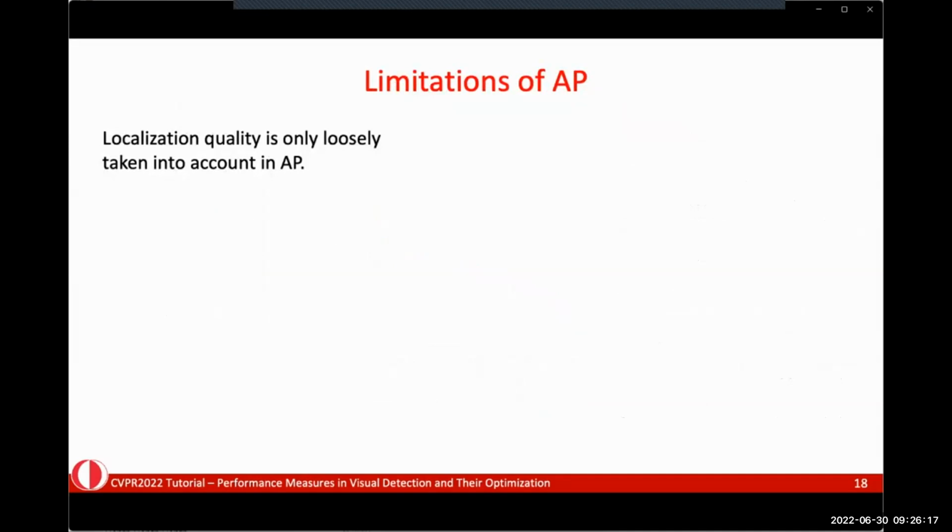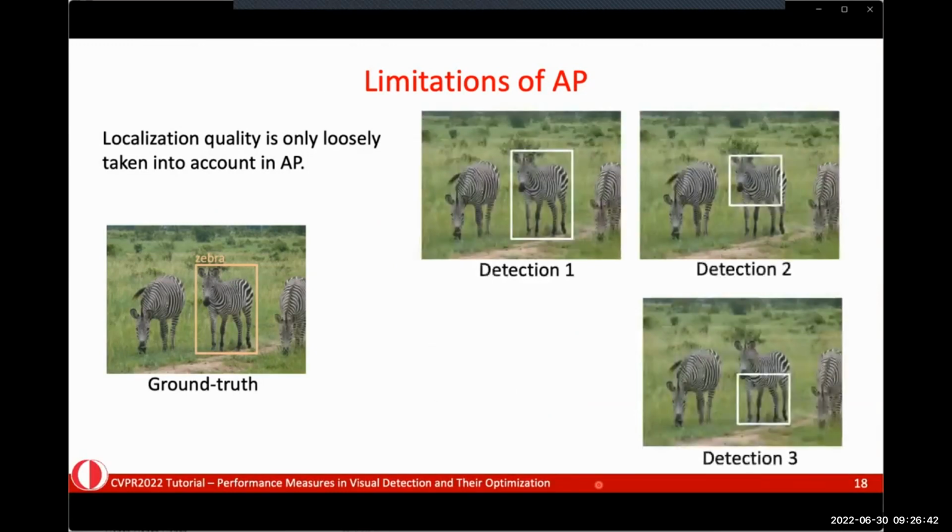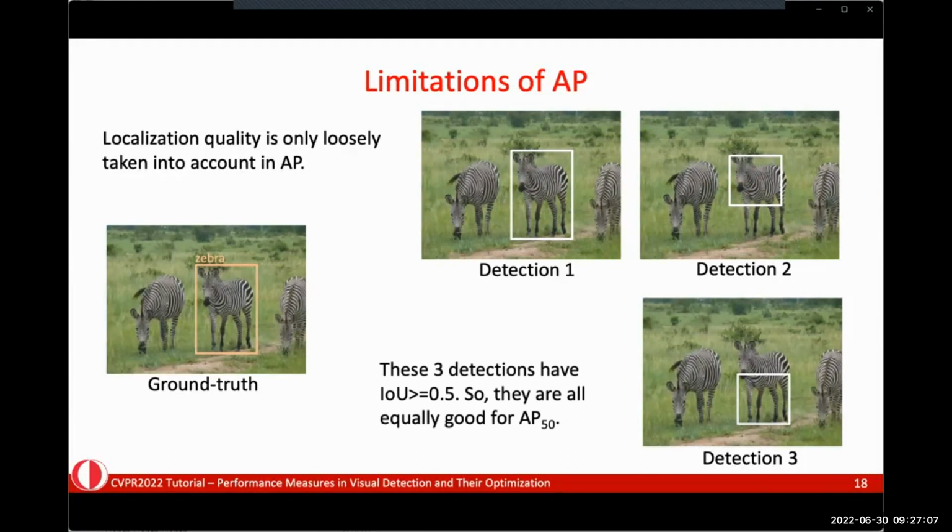There are well-known limitations of AP, and we are going to talk about these in depth in the second part of the tutorial. Here we will briefly mention two of them. First, localization quality is only loosely taken into account in AP, so it is actually not properly accounted for. For example, given this particular object and its ground truth annotation, let us consider these three detections. This one seems to perfectly overlap with the ground truth box, this one seems to cover only the top half of the ground truth item, and this one covers the lower half. But all of these three detections have intersection over union scores that are larger than 0.5, and because of this fact, they are equally good for AP50. And this is a limitation of AP. It does not properly factor in the localization quality.